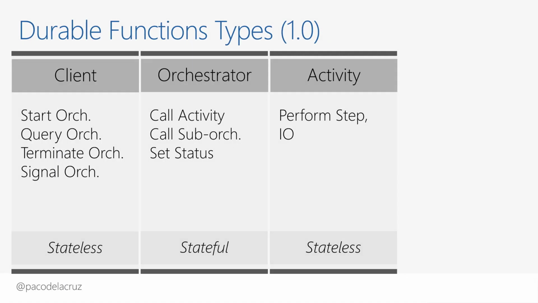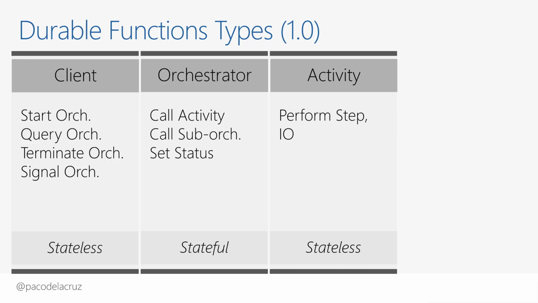Okay, so there are different types of functions that we can implement in Durable Functions. We have the client, the orchestrator, and the activity. The client and the activity functions are stateless, and the orchestrator function is stateful. The client can start an orchestrator, query an orchestrator, terminate it, and signal an orchestrator.